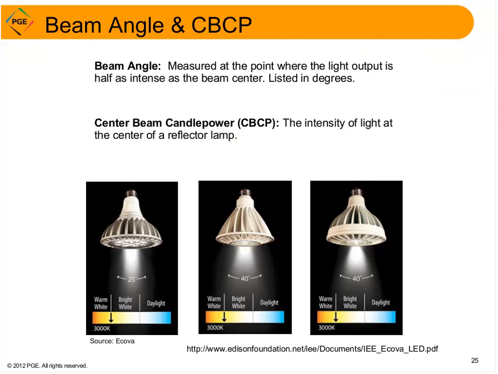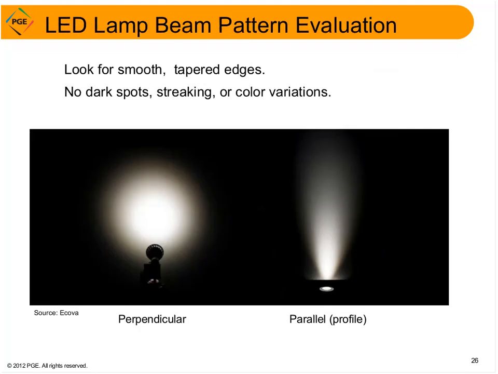So the beam angle that you choose depends in part on the mounting height and the distance to the objects you want illuminated. The center beam candle power will also help determine how brightly those objects will be illuminated. So this may be listed on the box, or you may have to go to the product website. So when you test out your sample, look for smooth tapered edges and make sure there's no dark spot streaking or noticeable color variations.